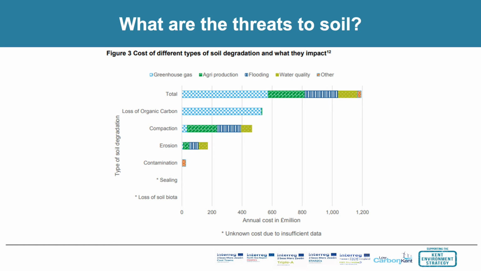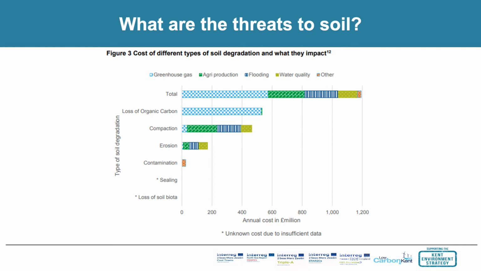So now we're going to go through a couple of the threats to soil. This graph here was made by the Environment Agency for their State of the Environment for Soil report. And you can see here that they've shown quite a significant annual cost in millions for the types of soil degradation. And the majority of these costs are from the greenhouse gas aspect that soil can provide.